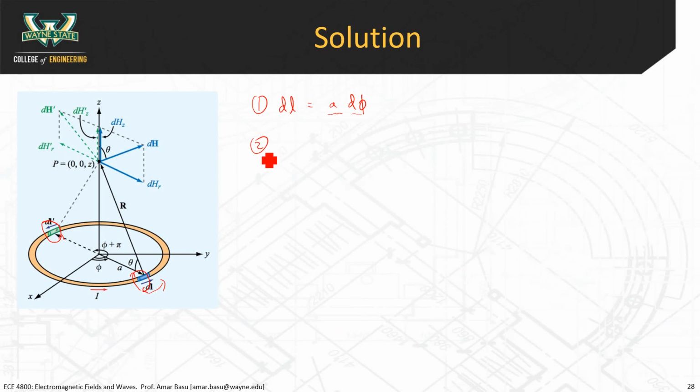Second part here, r is the vector that connects your current to the observation point. Your observation point is up here, and this vector r connects the two. So this r vector, you're going to go inwards in the r hat direction, so you're going to go negative a times r hat to get to the center, to get to the z-axis, and then to that you're going to add z times z hat. So that's just a vector that goes inwards and up. The magnitude of r is equal to the square root of a squared plus z squared.